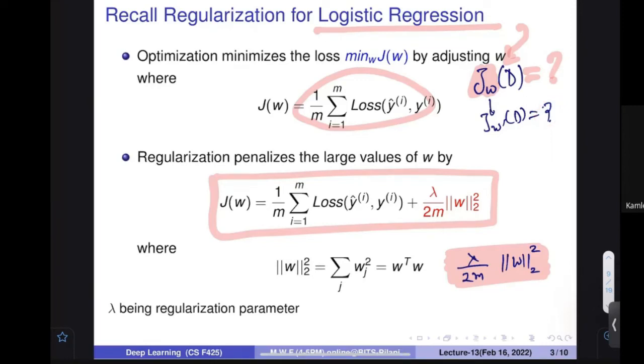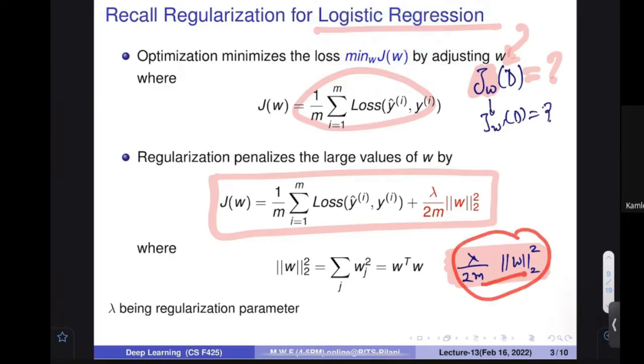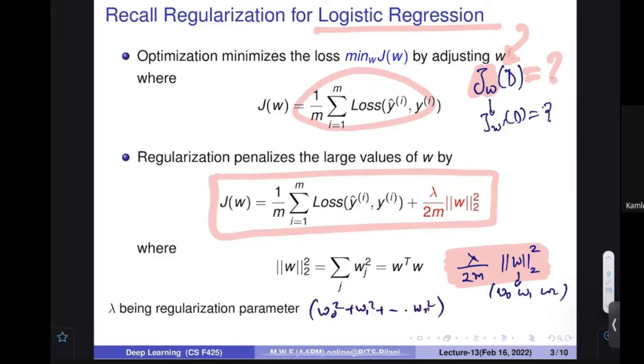Along with this, I'm going to add one more term. Just for the sake of brevity, I can represent this particular part by W W transpose. Because you know that W is equal to W0, W1, W2, it is going to be a vector. If I say W square, it means W0 square plus W1 square plus dot, dot, dot, WN square. It is the summation of all these terms. So it is equivalent to the dot product of the vector with its transpose. So sometimes instead of writing this complete equation, I can write W transpose W.